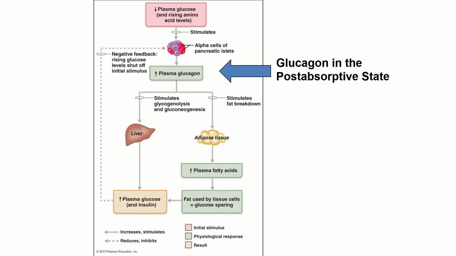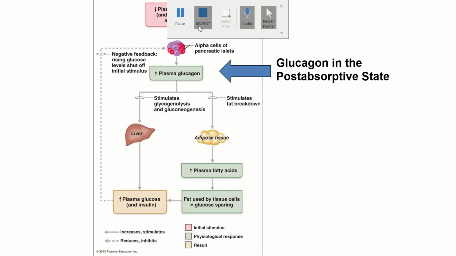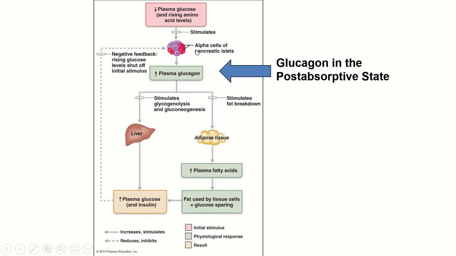So like we said earlier, while insulin was very important in the absorptive state, now glucagon, and as we mentioned too, epinephrine and norepinephrine, these are very important in the post-absorptive state. So let's just recap here what glucagon is doing. As you start to see a drop in plasma glucose, again, this is the post-absorptive state several hours after eating, then you're going to see alpha cells of the pancreas begin to secrete glucagon.